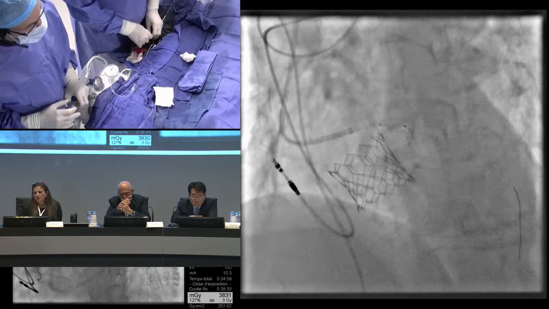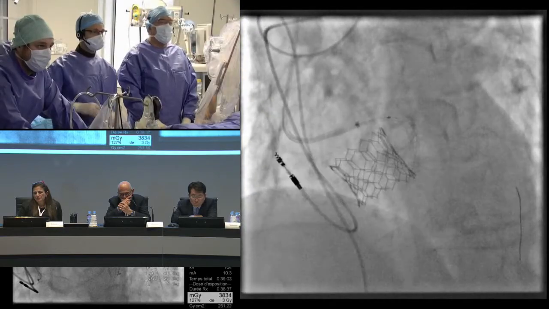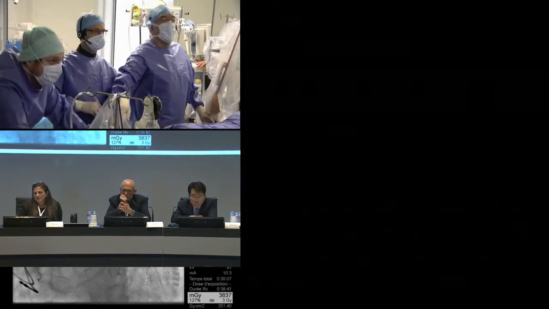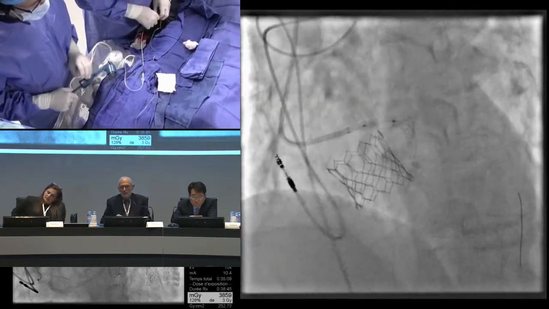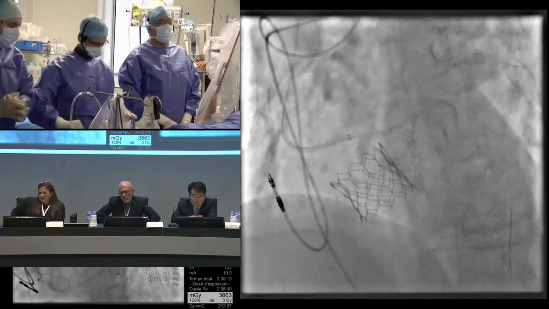Maybe we can have a last one here, a little bit more proximal. Go on here. Inflation, just 5 seconds. Test. Very good. Pressure down. Now it's time to remove the balloon because the pressure is going down. This is good. It is normal.